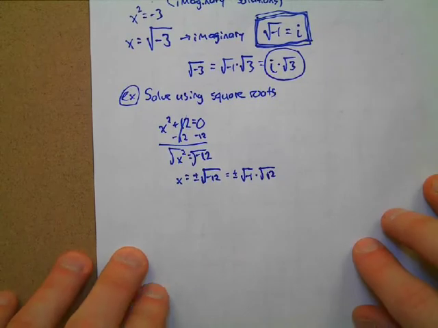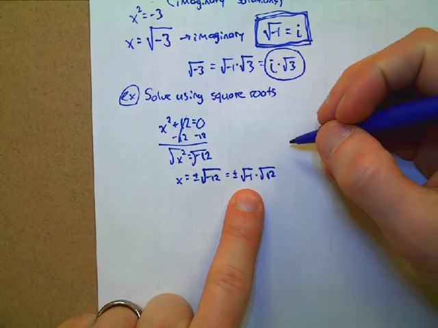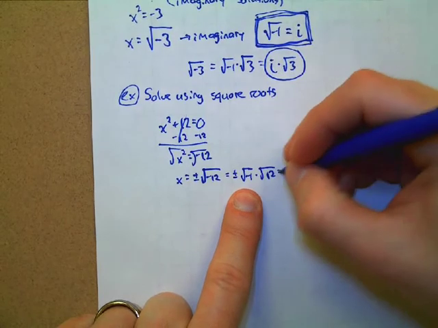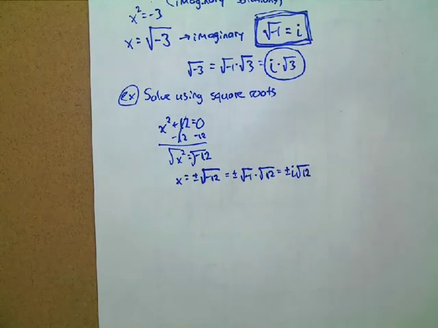Okay. What is the square root of negative 1? I. Exactly. So it's going to be plus or minus i times the square root of 12. Okay. Are we finished now?